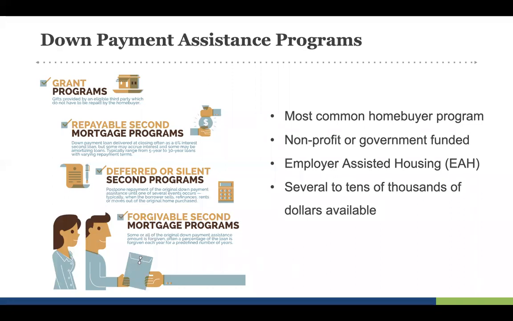The infographic we've provided provides 4 examples. The first are grant programs, which are non-repayable gifts. Second, repayable second mortgage programs, which often carry 0% interest, though some may accrue interest, and they typically range from 5 to 30-year loans. Third, we have deferred or silent second programs, where repayment is postponed until an event occurs, such as the sale of the home or a refinance. And lastly, forgivable second mortgage programs, where some or all of the original amount is forgiven over a certain period of time.